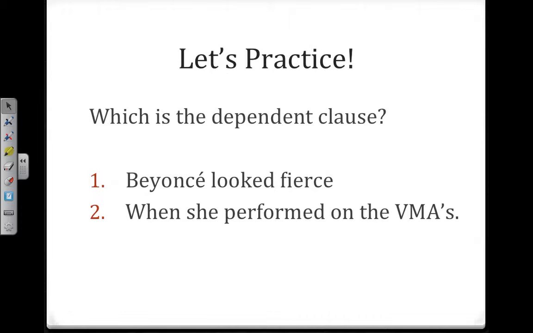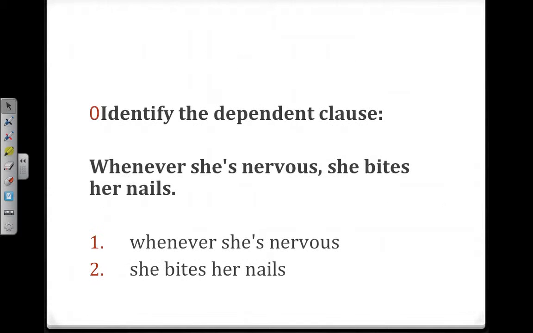Alright, so I'm trying to determine here which one is the dependent clause, meaning which one depends on more information to be a complete thought. And the answer here is when she performed on the VMAs. That by itself cannot be a sentence. If we do the test, can you believe that when she performed on the VMAs, we still want more information. It doesn't pass the can you believe that test, so that one is the dependent clause. With this one, whenever she's nervous, she bites her nails. I need the dependent clause. That is whenever she's nervous. That one does not express a complete thought. It needs additional information.